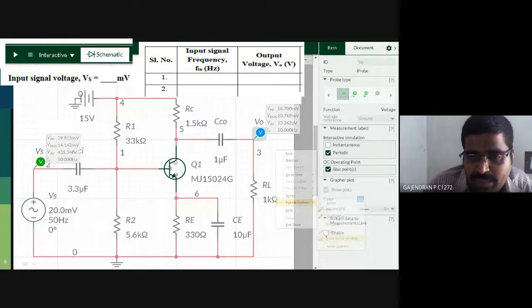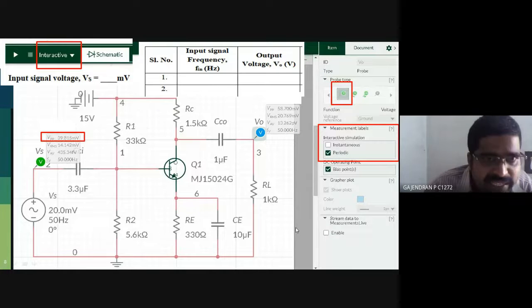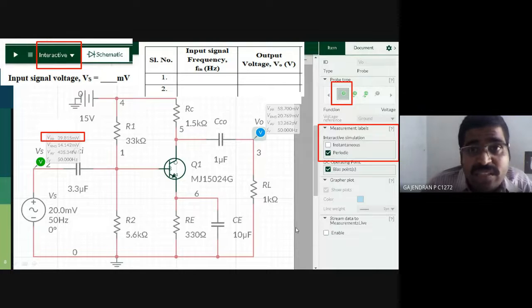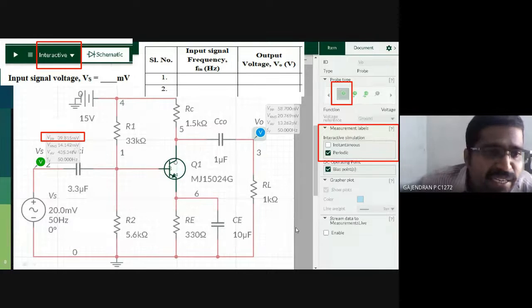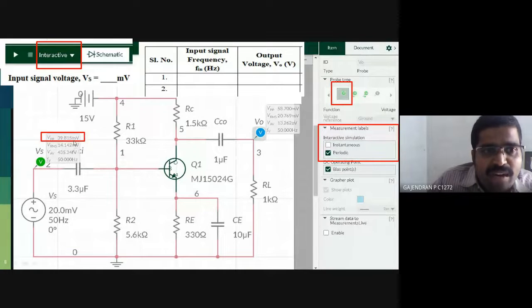Please observe the animation. The first one, after selecting everything, click play. Thereby you will get this reading. Now this is my signal input voltage. Am I correct, sir? This is my signal output voltage.